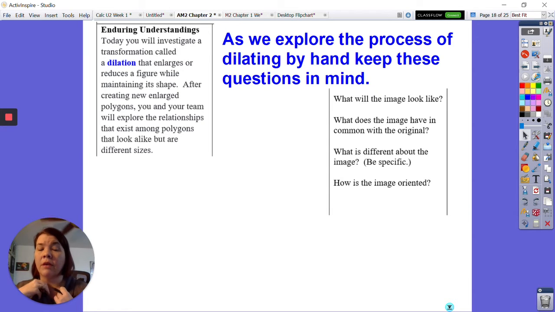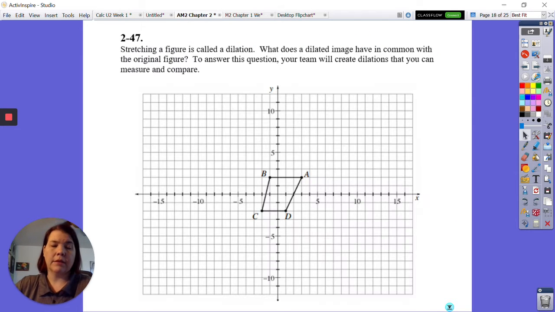What will the image look like? What does the image have in common with the original? So again, the image is the new figure I'm going to create. And what does it have in common with the original figure? And what is different? Be very, very specific. How is the image oriented, which means what directions is it facing? Okay, so let's go ahead and get started.